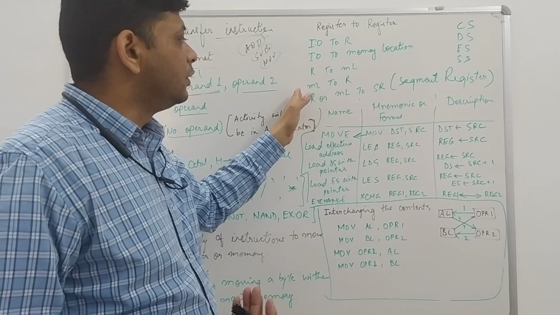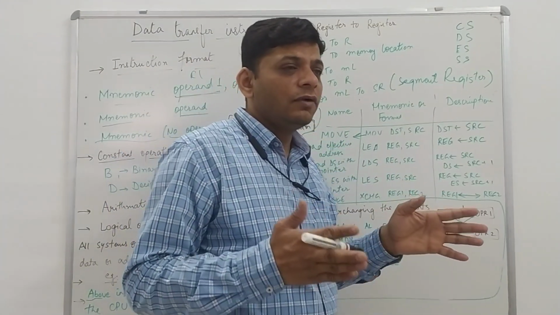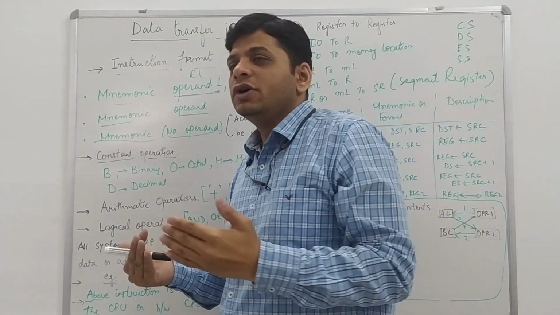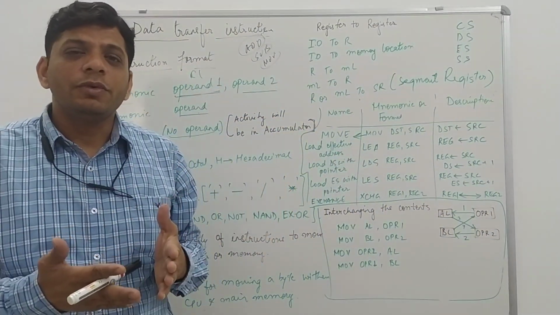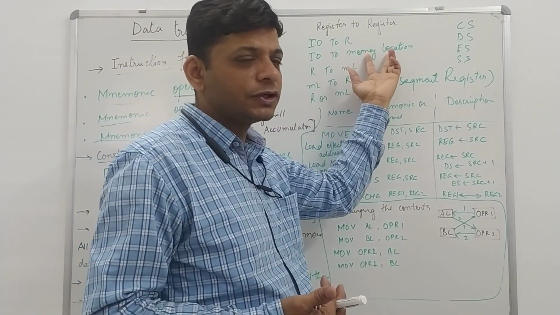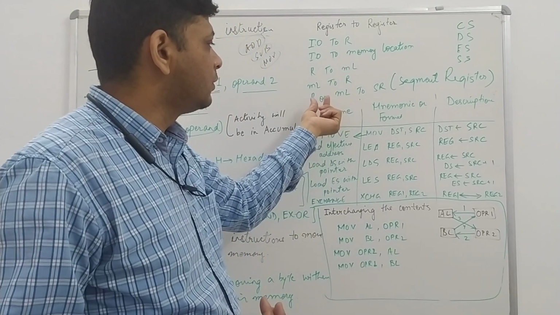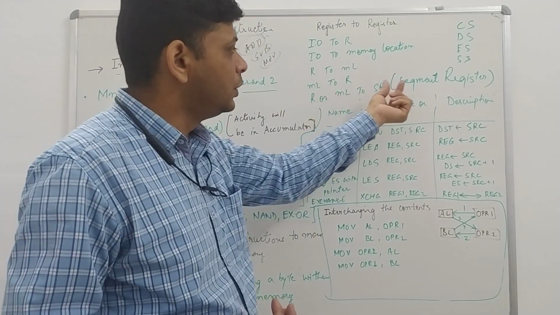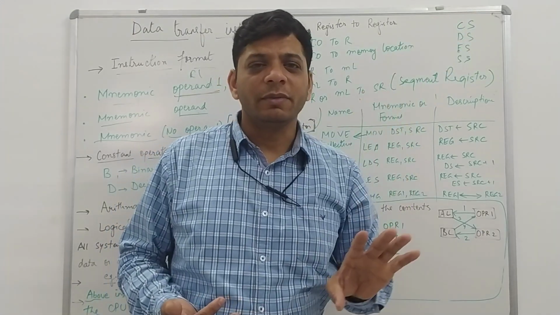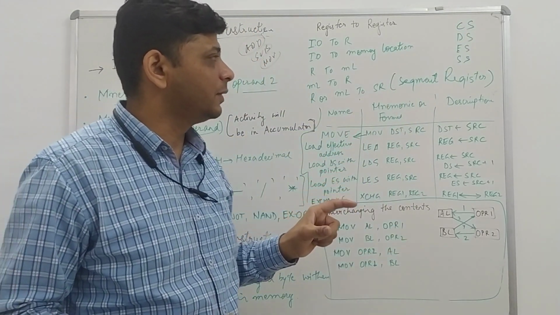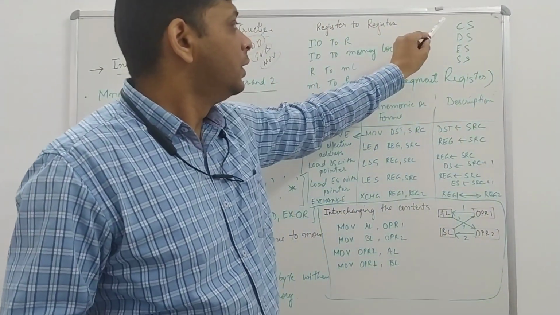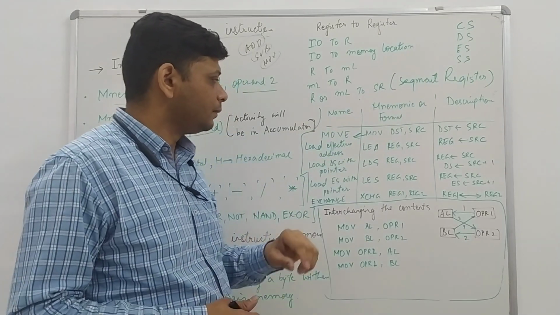We can have a category to transfer data from one memory location to another memory location, or from one register to another register, or from immediate operand to register, right? Or from immediate operand to memory location. Or we can have a transfer from register or memory location into one of the segment registers. Here we have 4 segment registers: code segment, data segment, extra segment, and stack segment. We have discussed this in the previous lecture.